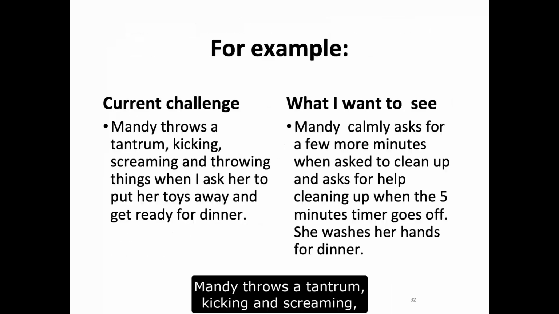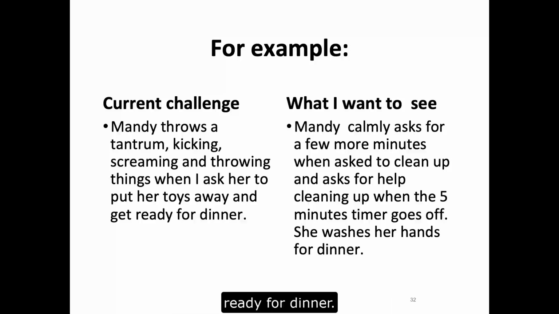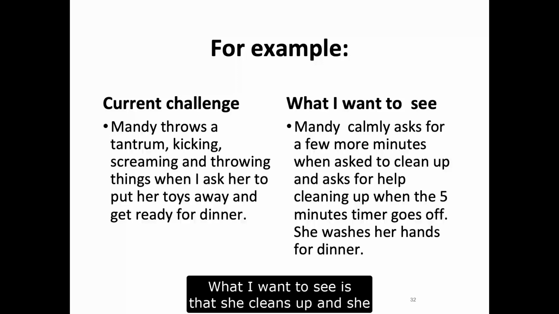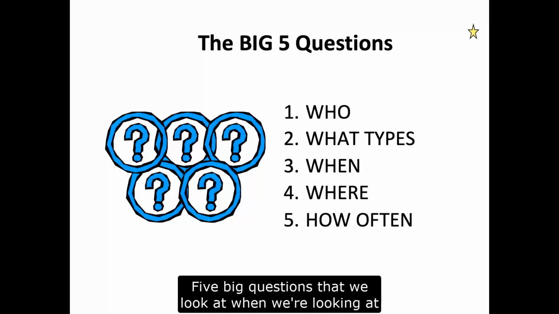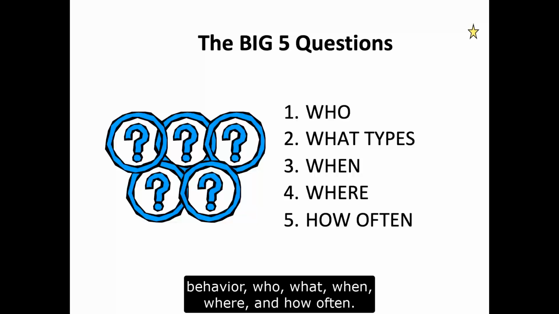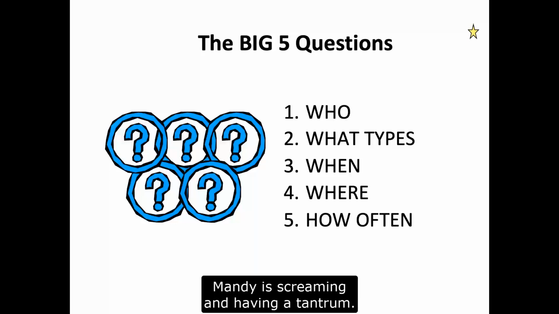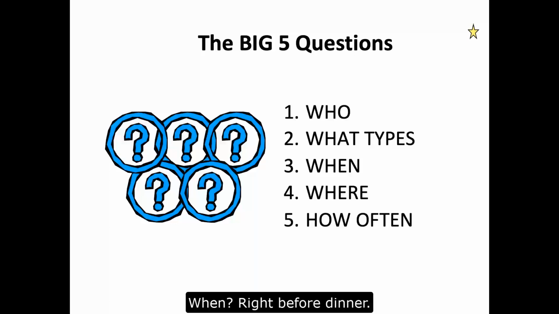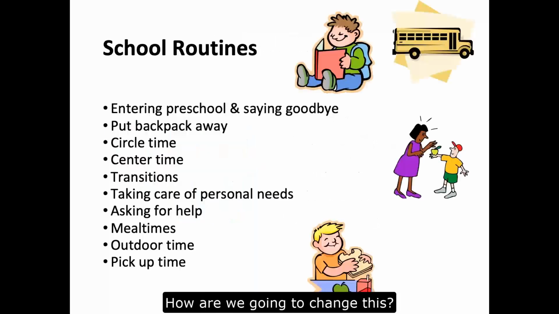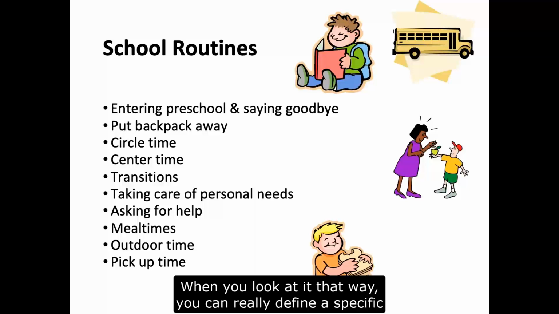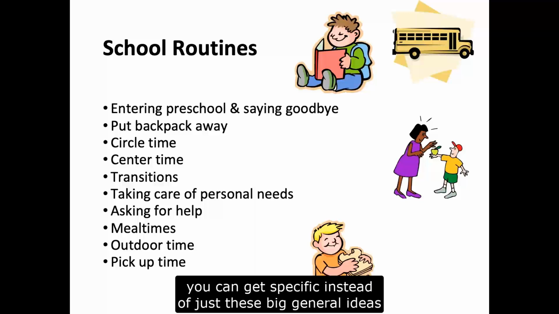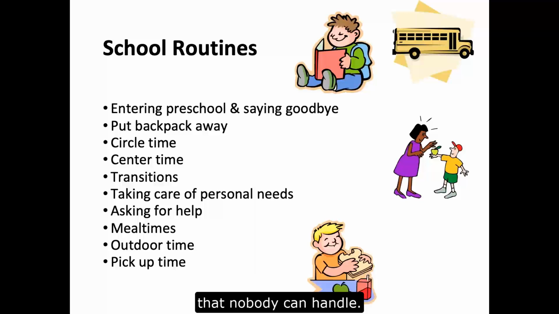Mandy throws a tantrum, kicking and screaming, throwing things when I ask her to put her toys away and get ready for dinner. What I want to see is that she cleans up and gets ready for dinner. So there are five big questions that we look at when we're looking at behavior: who, what, when, where, and how often. So who's doing what? Mandy screaming and having a tantrum. When? Right before dinner. Where? At home. And how often? Every single day. How are we going to change this? When you look at it that way, you can get specific instead of just these big general ideas that nobody can handle.